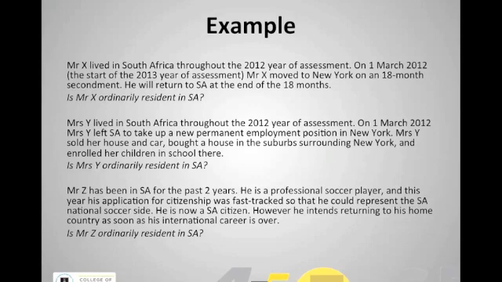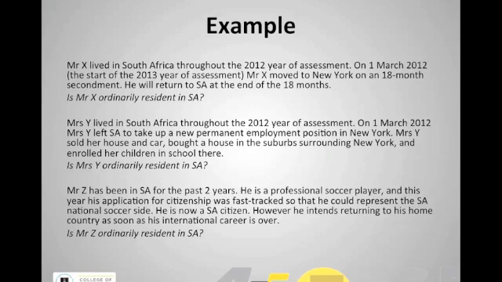So for instance, Mr. X lived in South Africa throughout the 2012 year of assessment. On the 1st of March 2012, start of the 2013 year of assessment, Mr. X moved to New York on an 18-month secondment. He will return to South Africa at the end of 18 months. Is Mr. X ordinarily resident in South Africa? I think we can see from the debates of Cohen and Cattell that he remains ordinarily resident in South Africa.